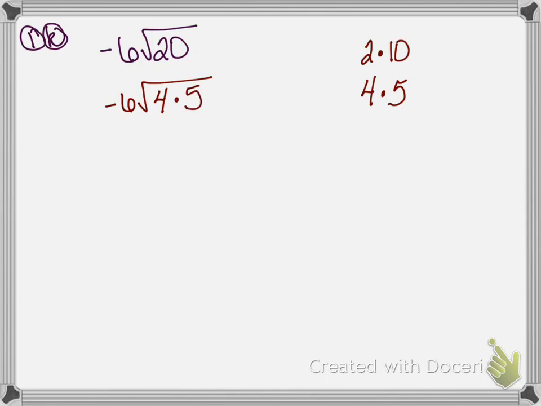Now that I have 20 broken down to 4 times 5, I can take the square root of 4, which is 2, and put it on the outside. The negative 6 stays there on the outside, and I'm left with 5 on the inside. So when I multiply negative 6 times 2 together, I get negative 12 on the square root of 5.